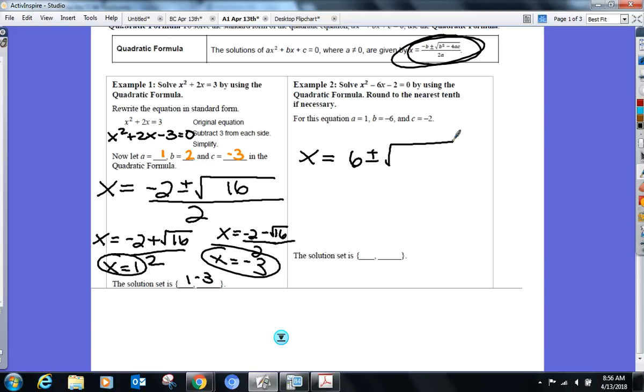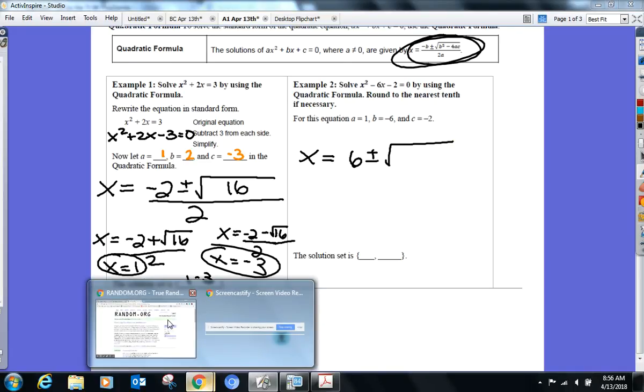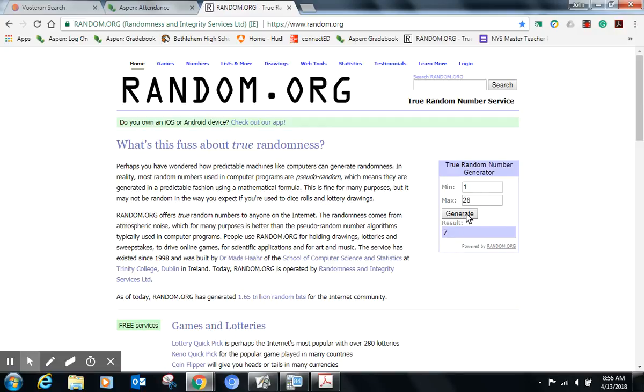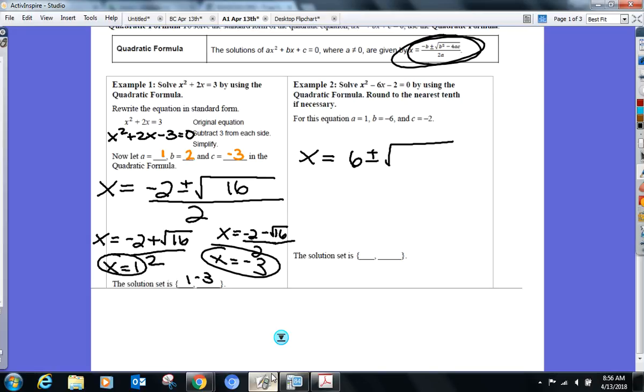And we'll see if anybody's got the right value underneath the radical. 7, when you're ready. What number you got underneath there, champ? What? Darn right you do. 44. All over 2 times my a value. Just 2. Now, don't get in this little routine that it's always going to be 2 on the bottom. If there's an a value other than 1, it's going to be a different number on the bottom. And now break it up. x equals 6 plus the square root of 44 divided by 2. And x equals 6 minus the square root of 44 divided by 2.